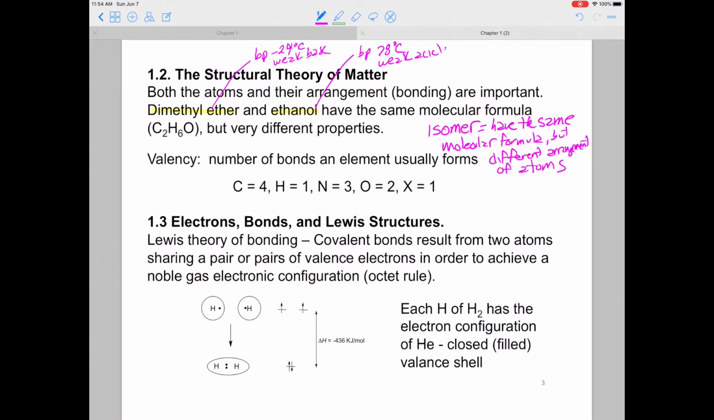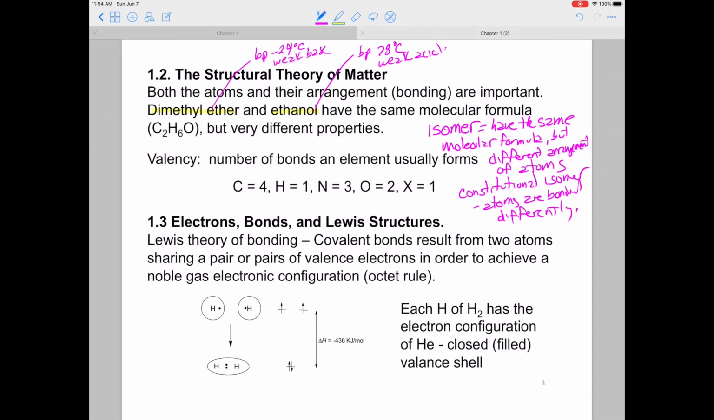Okay, so dimethyl ether and ethanol are a specific type of isomer known as a constitutional isomer. And what this means is that the atoms are bonded together differently. Okay, so they have different connectivities.